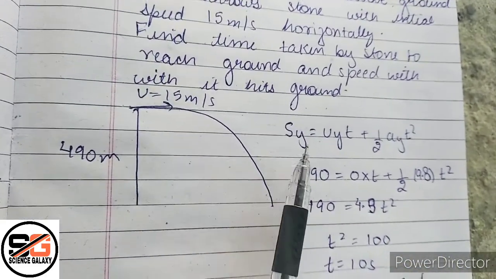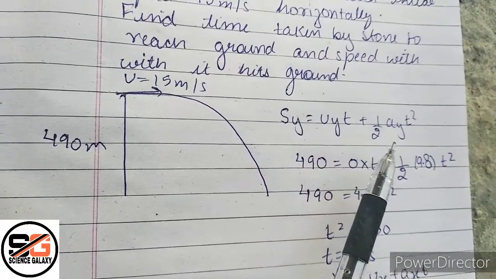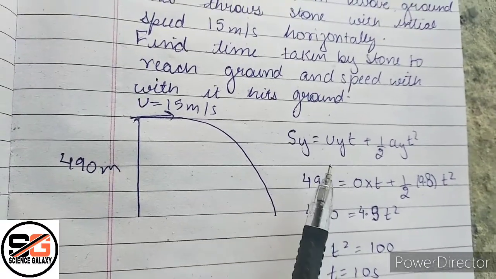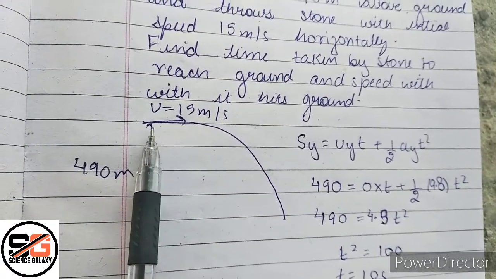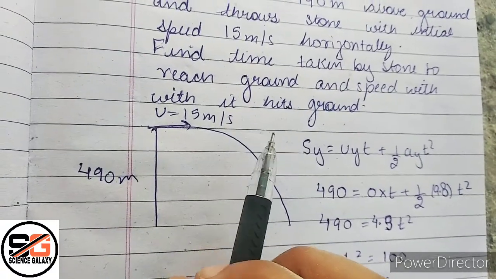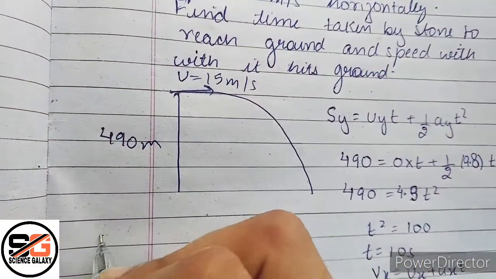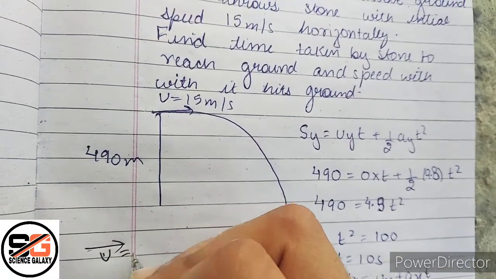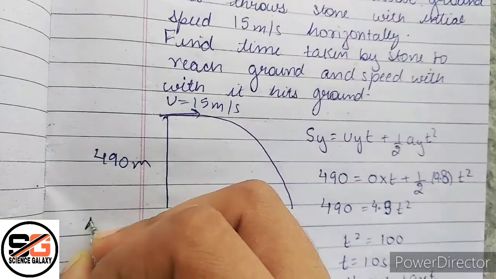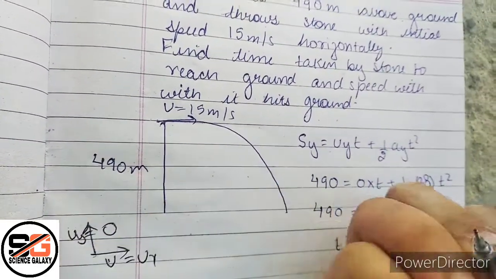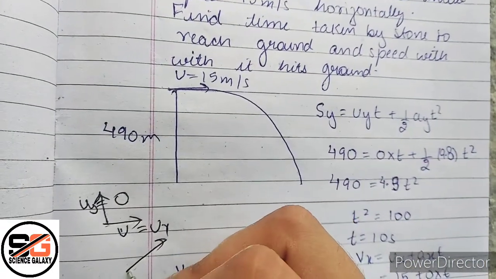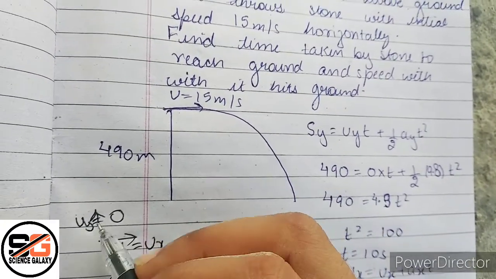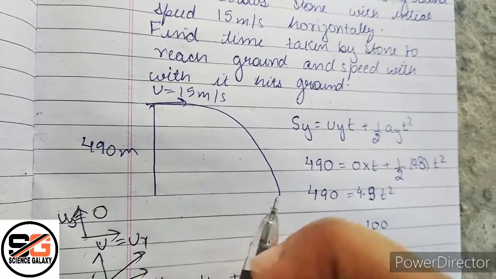Now, we know Sy is equal to uy t plus half ay t square. We were throwing it in the horizontal direction only, so no components. U is like this. So ux is equal to u, while uy is equal to 0. Had our component been like this, then we could write ux as well as uy. But here uy is equal to 0 and ux is equal to u.